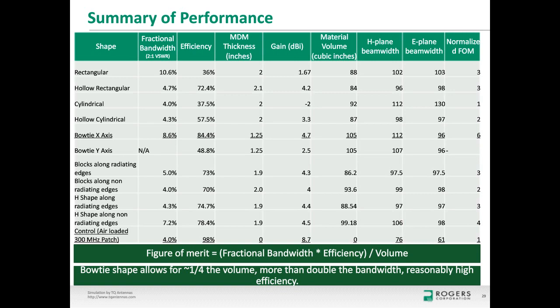So in this bow tie example, I've increased my bandwidth from my starting point. I've maintained most of my efficiency, and I've been able to get a figure of merit that's normalized to about 6 times that of the air-loaded patch. If I look at the rest of them, you'll notice that in all cases, I've been able to about maintain or even increase the bandwidth from the original air-loaded patch antenna. But in some cases, I've made a fairly substantial trade-off in antenna efficiency.